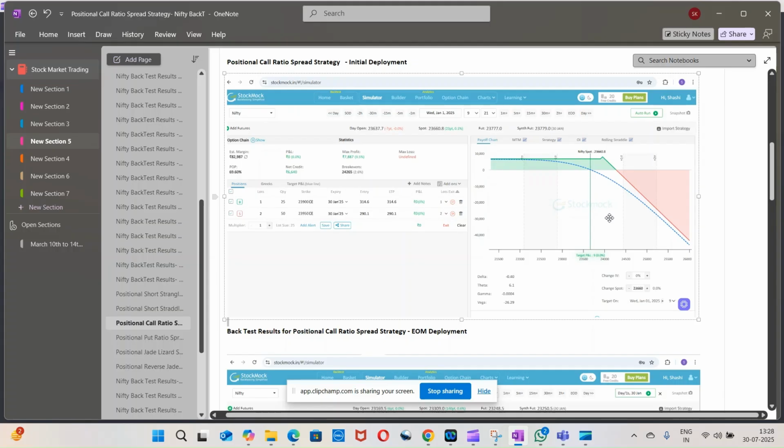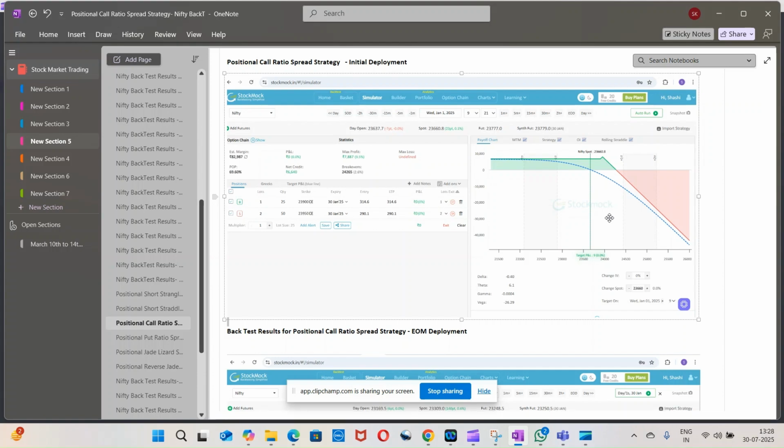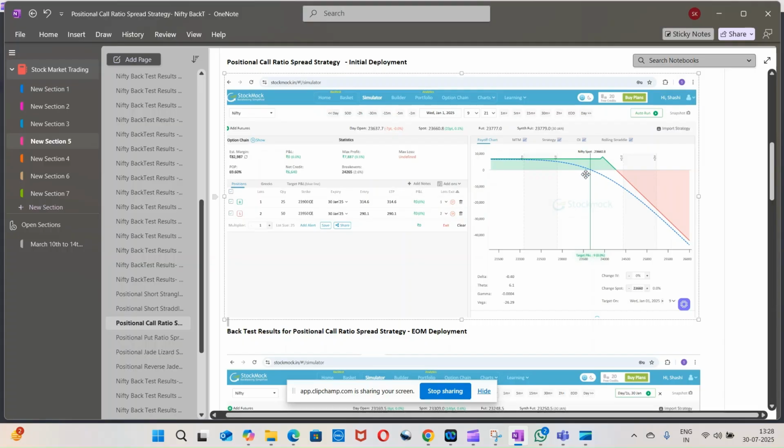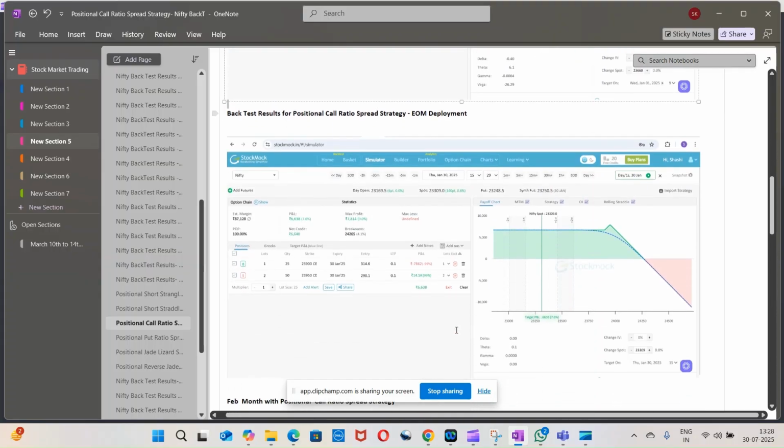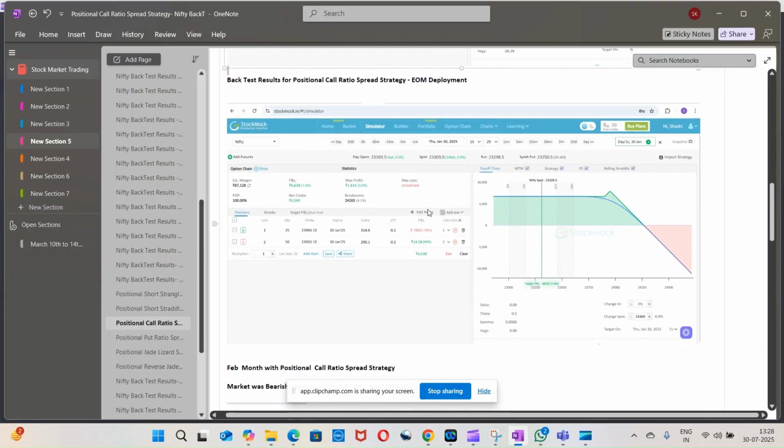Sometimes the market goes down and then up, and that sort of thing is also covered in this. If the market goes down and then comes up, you're in profit. If the market goes up and then goes down, you're in profit. If the market stays there, you will be in profit, because this will become zero on the expiry day. So that's the call ratio spread strategy, and when we tested it for the Jan month, it yielded 7.6% returns for the month.